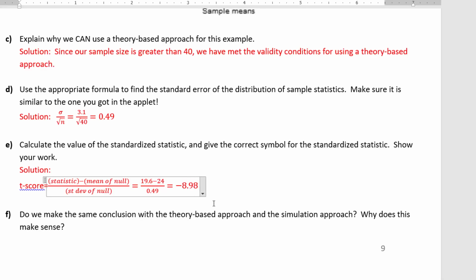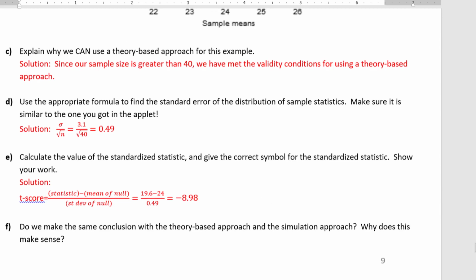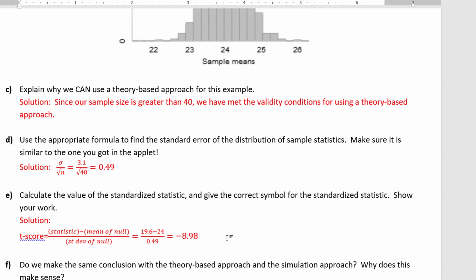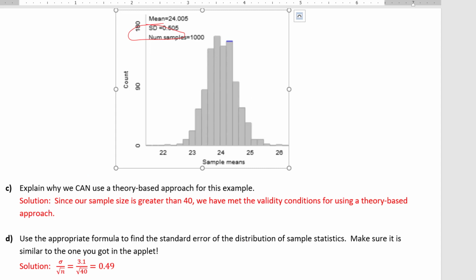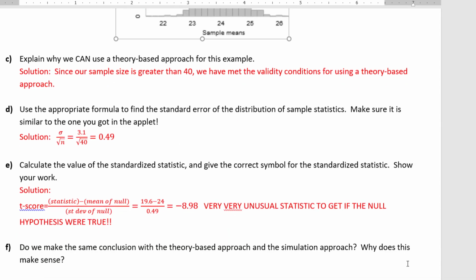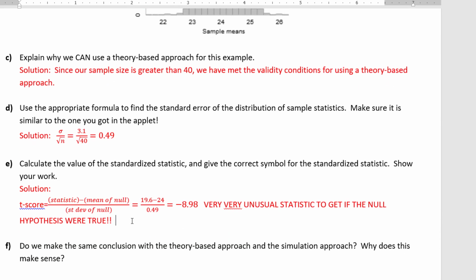That is a very, very, very low statistical value in the null distribution. That means our observed statistic is almost 9 standard deviations below the mean. That is super low. Very, very unusual. This would be a very, very unusual statistic to get if the null hypothesis were true. In other words, this t-score is telling us that we have very strong evidence against the null hypothesis. It's very strong support of the alternative hypothesis.